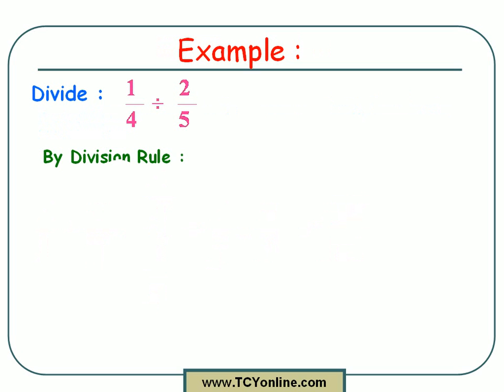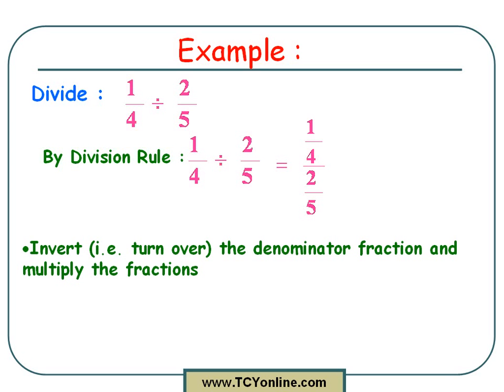Now let's understand this with the help of an example. We need to divide 1 over 4 by 2 over 5. Simply apply the division rule, and we can write this as 1 over 4 whole divided by 2 over 5. Now simply invert the denominator fraction, that is 2 over 5, and multiply the two fractions. So this can be written as 1 over 4 times 5 over 2.